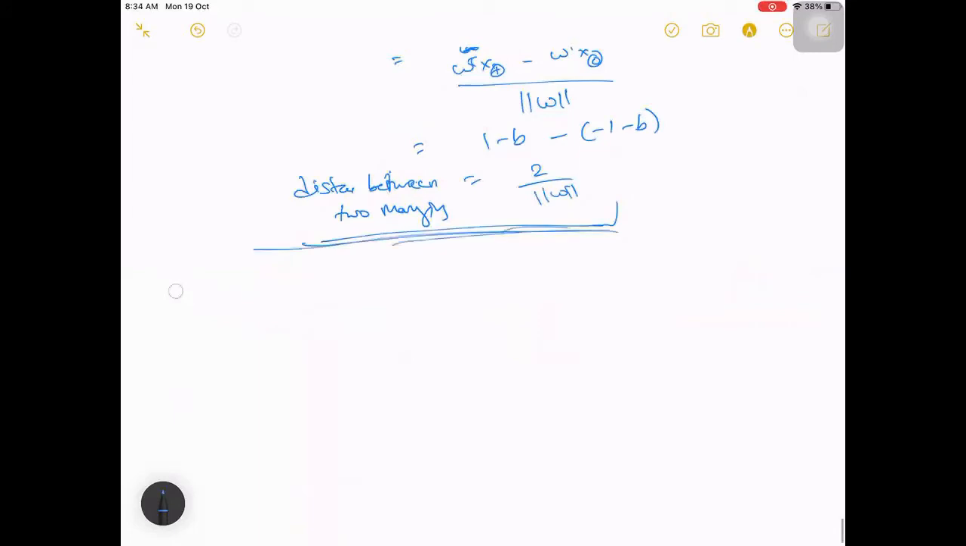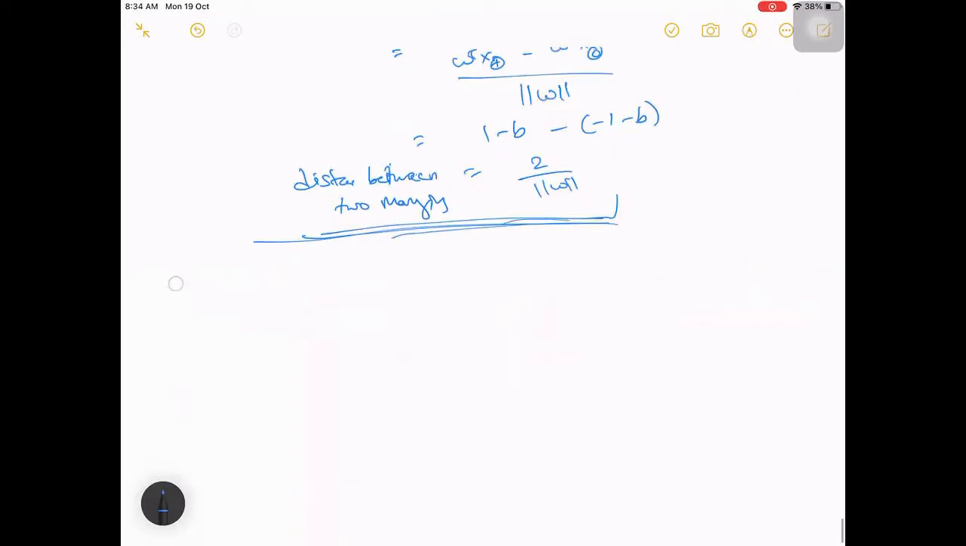So our objective function is to minimize, sorry, maximize this distance, right? Not minimize, maximize 2 by w. Let's write it as max 2 by w.